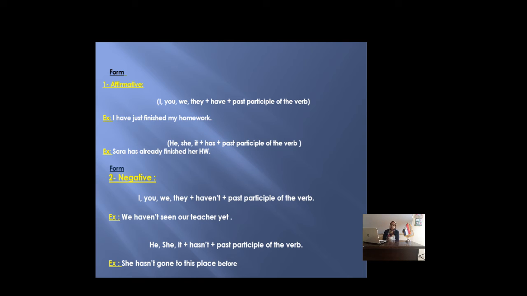The negative form, what do we have to do? We have our helping verbs already in the sentence. We put haven't or hasn't. We don't use anything else. I, we, you, they haven't plus the past participle of the verb. We haven't seen our teacher yet. And he, she, it hasn't plus the past participle of the verb. She hasn't gone to this place before.